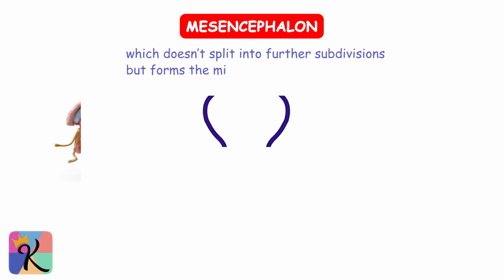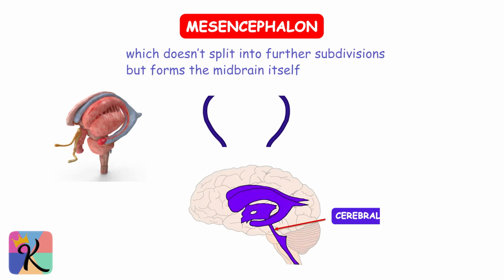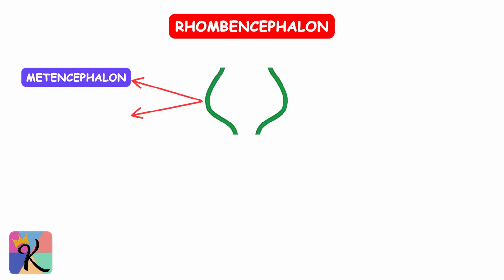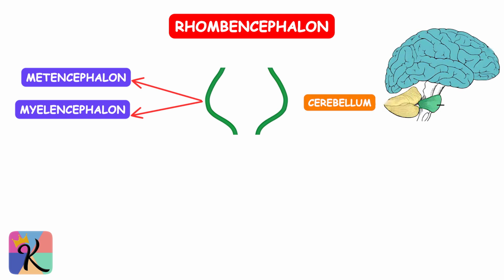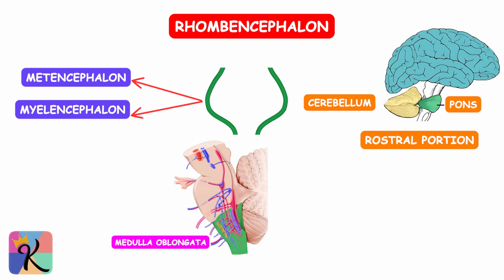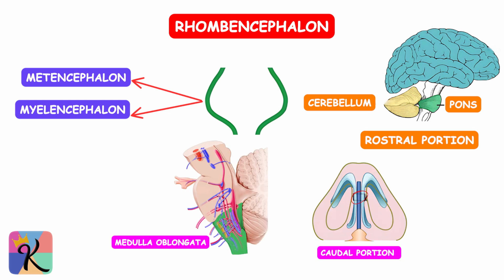Next, we have the mesencephalon, or midbrain. This one doesn't split further, but forms the midbrain itself, surrounding the cerebral aqueduct, a narrow passage through which cerebrospinal fluid flows. Lastly, the rhombencephalon, or hindbrain, splits into the metencephalon and the myelencephalon. The metencephalon forms the cerebellum and the pons, and it includes the rostral portion of the fourth ventricle. Meanwhile, the myelencephalon develops into the medulla oblongata and the caudal portion of the fourth ventricle.